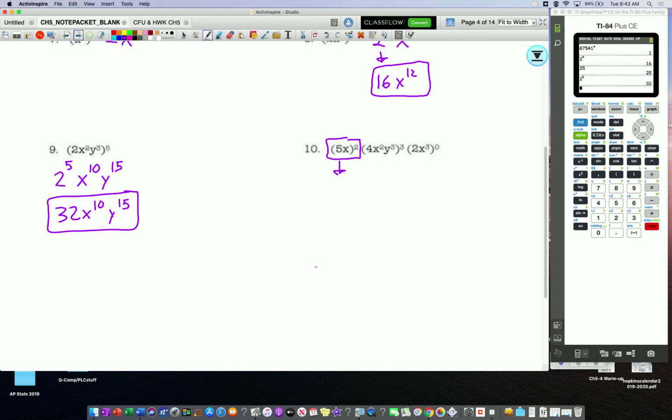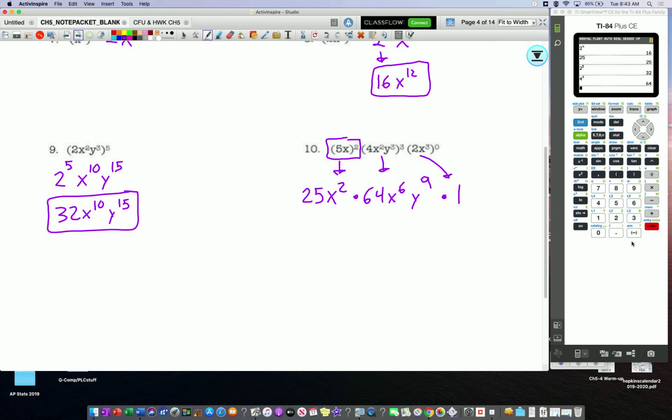So as I do this one, 5 squared, 25, x squared, 4 to the 3rd power. So on my calculator, I can go 4 raised to the 3rd power. Then I get 64. X to the 2 times 3 is 6. 3 times 3 is 9. Do the last one. Anything to the 0 power is 1. So, sorry, this one was that part, and this one is the 1.